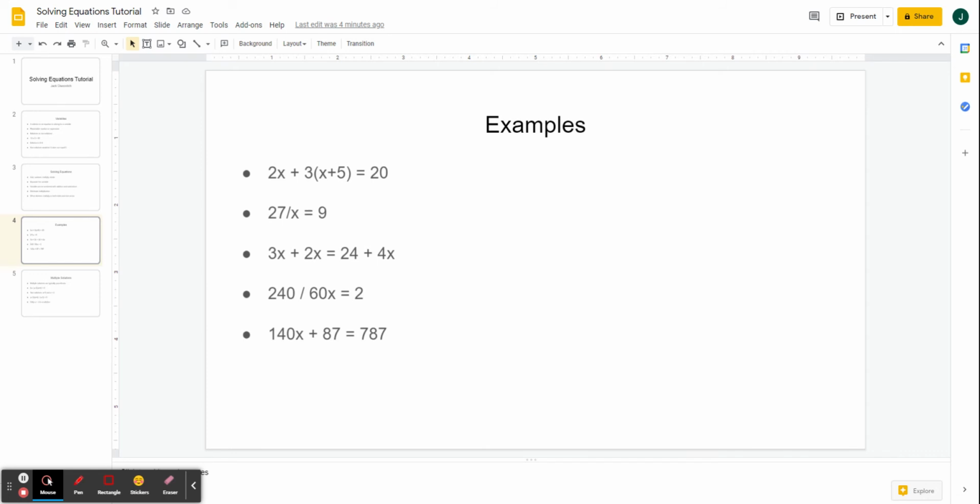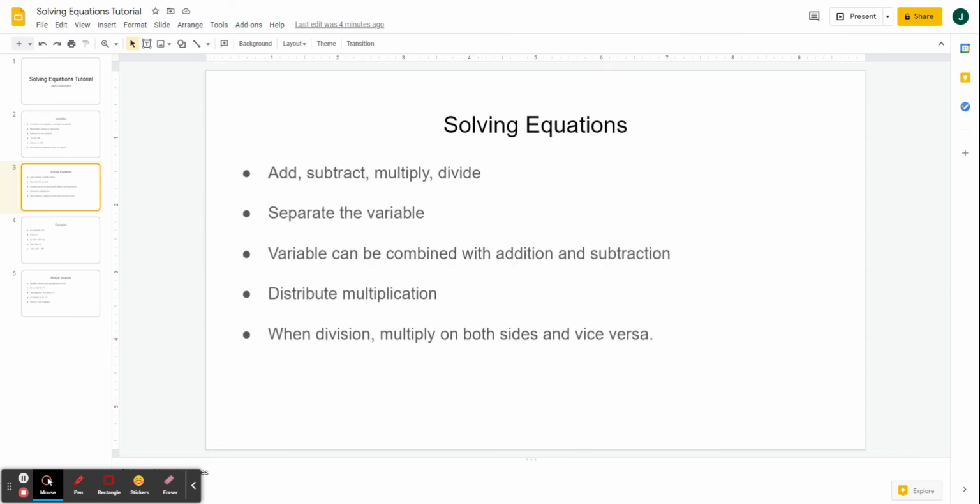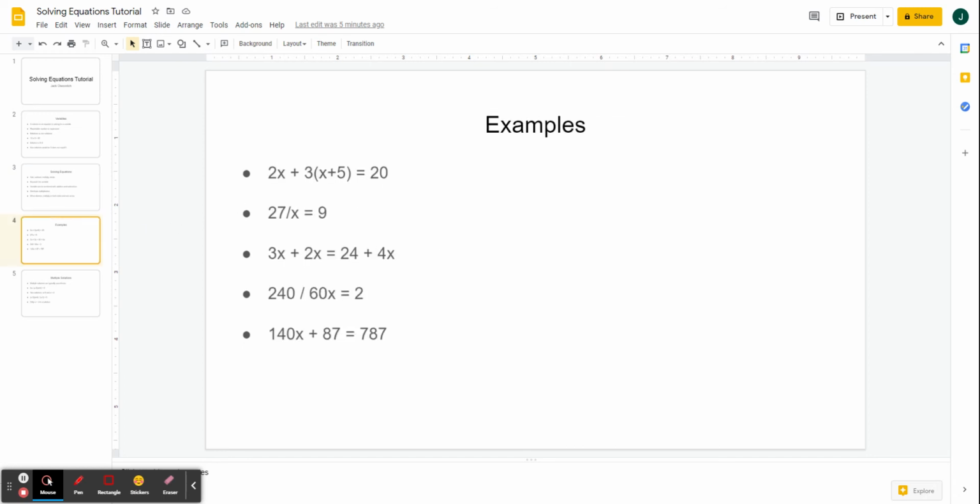The first thing we're going to do is subtract that 15 from the other side of the equation. So we subtract 15 from 20 and get 5, and we're going to have 2x plus 3x equals 5. Like I said before, through addition and subtraction, we can combine our variables. So we'll have 2x plus 3x, but we can combine the 2 and the 3 to make 5x. Our equation will now look like 5x equals 5.